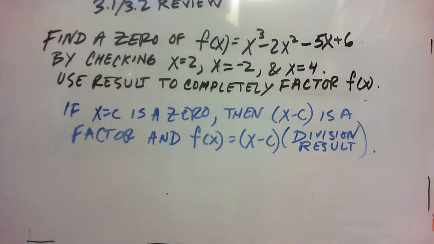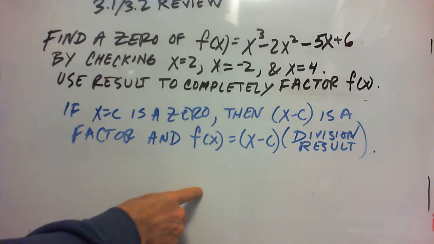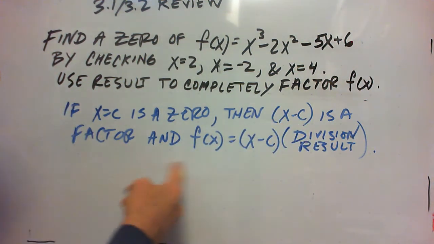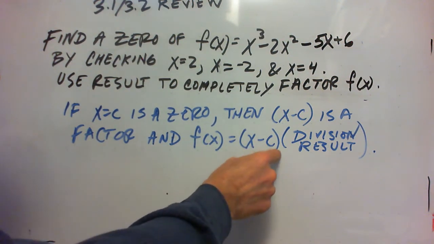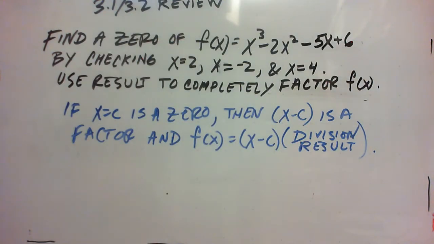Okay, we're going to use the following that we learned in 3.1.3.2. If x equals c is a 0 of a polynomial f of x, then x minus c is a factor, and f of x equals x minus c, that factor, times whatever your division result is. We use this principle with the zero product rule. We factored our quadratic. We let each factor equal 0, and then we got the solutions, which we call zeros in this section.